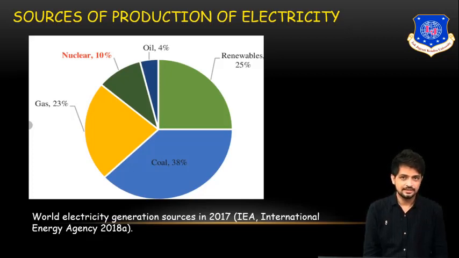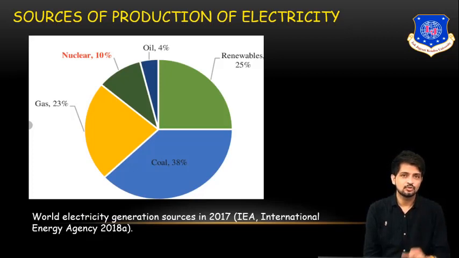You can see 38% coal. Then renewable sources 25%. Then after gas, then nuclear, then oil. So these are the percentages of the sources of energy that are used to produce the electricity.